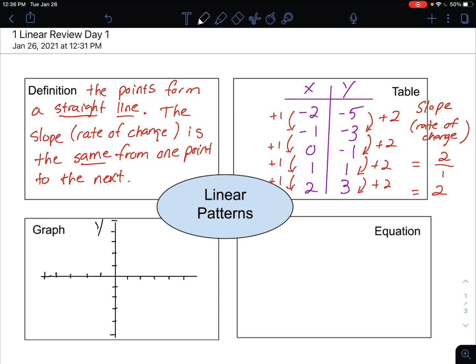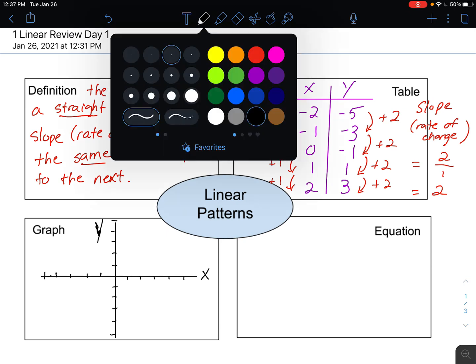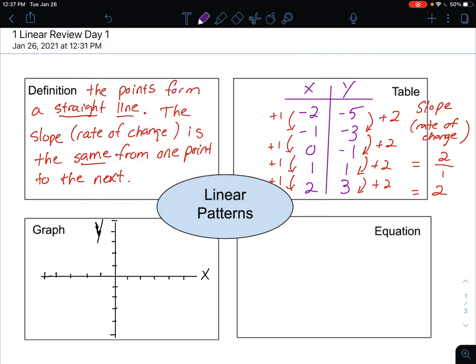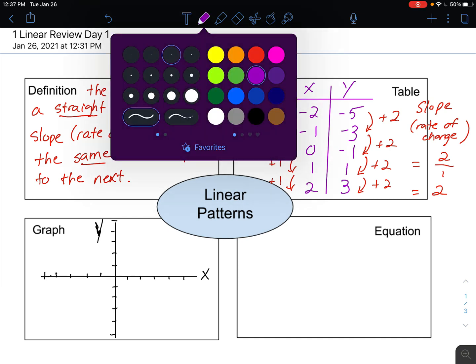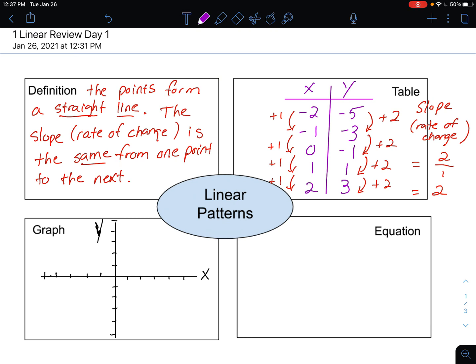So remember, we have a Y-axis, that's the vertical, the up and down, and then we have the X-axis, which is the horizontal or side to side. So let's just plot out the points that we had on the table. So we had -2, -5. So that'd be -2 on our X, -5 down here on our Y. So left and down 5. So we would have that.